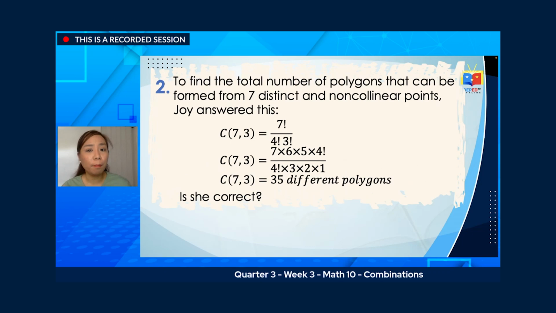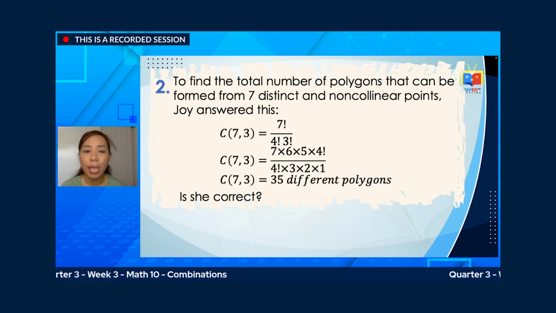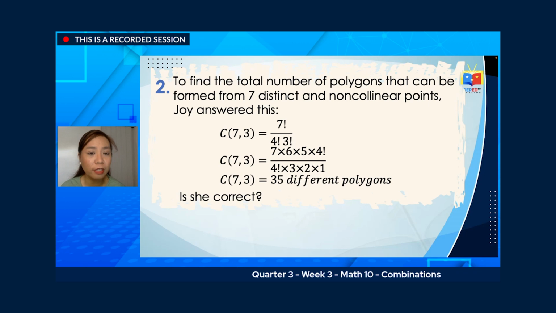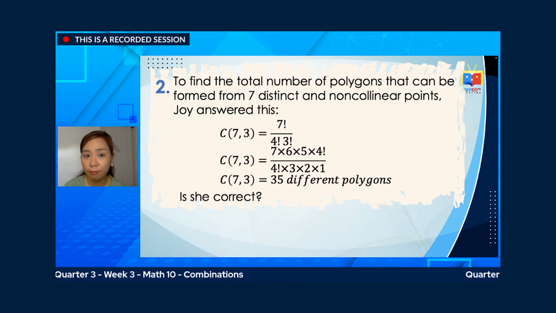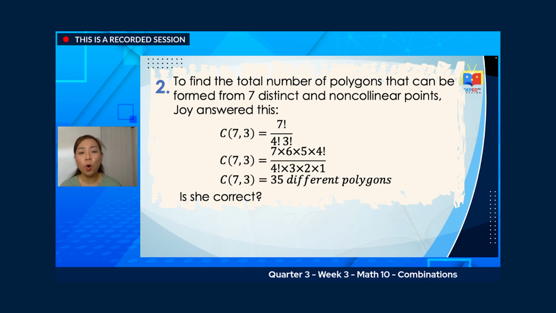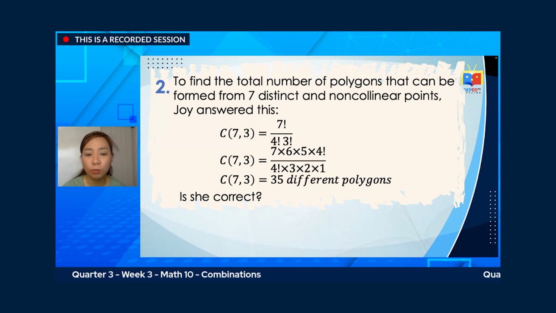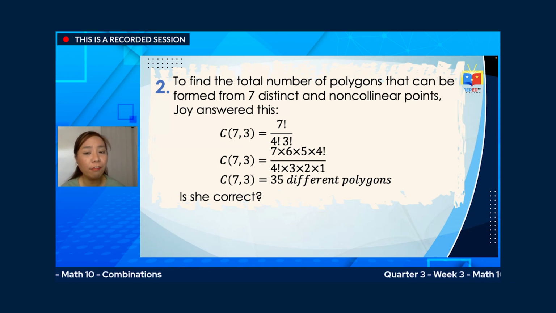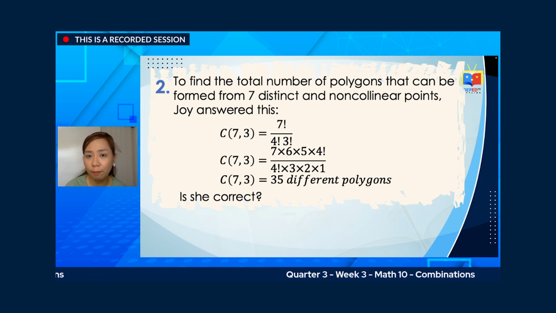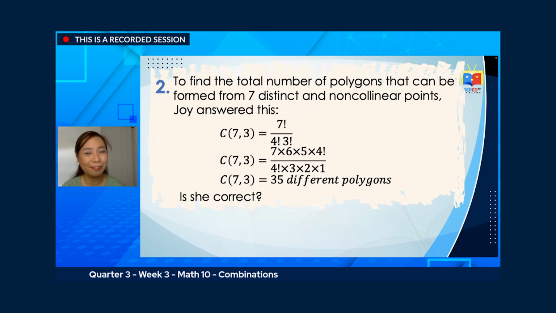To find the total number of polygons that can be formed from 7 distinct and non-collinear points, Joy answered this. Combination of 7 points taken 3 at a time is equal to 7 factorial over 4 factorial 3 factorial. 7 times 6 times 5 times 4 factorial over 4 factorial times 3 times 2 times 1 is equal to 35. There are 35 different polygons according to Joy. Is she correct? I'll give you 30 seconds to think about it. Go.